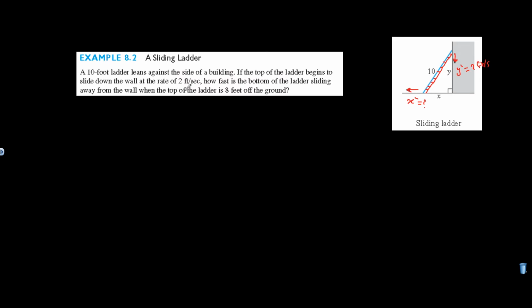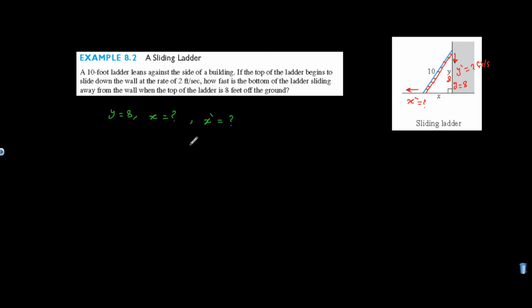What is x equal from the wall when the top of the ladder is 8 feet off the ground? y is equal to 8. This is 8. x, I don't know. Also x prime, this is the target.